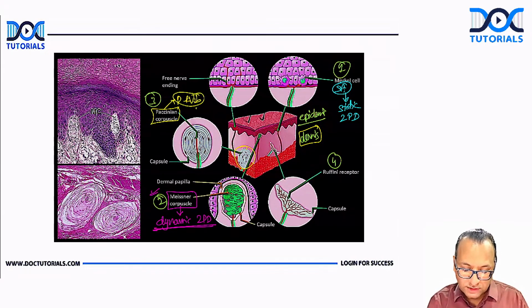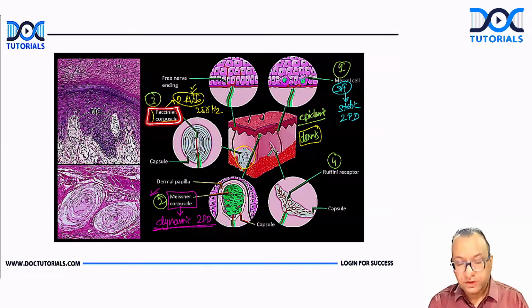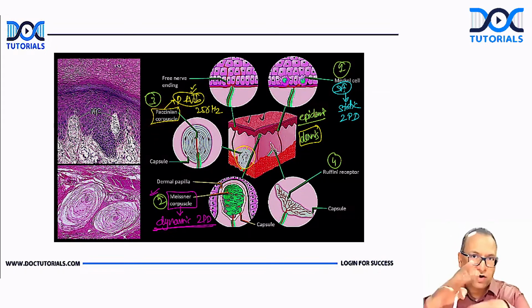Vibration, also something like a 256 hertz tuning fork. So you're touching the tuning fork. The tuning fork is 256 hertz. That kind of vibration, meaning high frequency vibration, can be detected by the Pacinian corpuscle. So the Pacinian corpuscle is detecting the high frequency vibration. Who is detecting low frequency vibration? Low frequency vibration is like the flutter of butterfly wings on your skin.